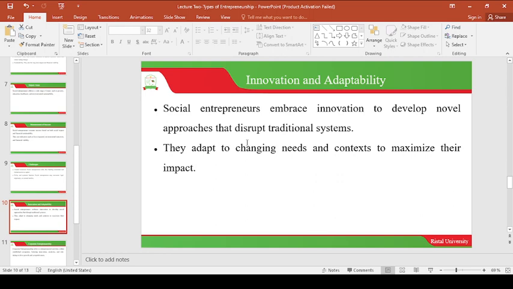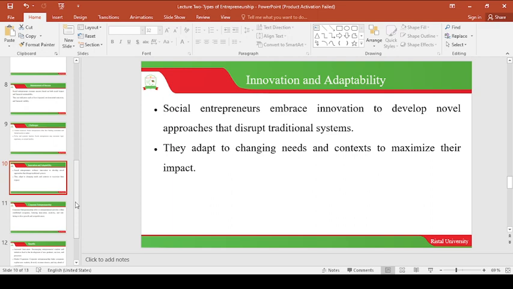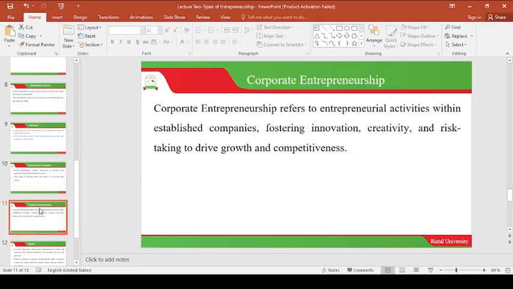So you need to go back and help the community through the education you have obtained from the university, especially those who are doing public health. You're doing public health, but if you go to the community, you're not practicing anything to do with public health. Have you really studied at the university? That's not right. So you need to practice what you've learned. So these are some of the innovation and adaptability strategies used by social entrepreneurs to make sure that their impact is felt in the community. The last type of entrepreneurship we are going to look at is corporate entrepreneurship.